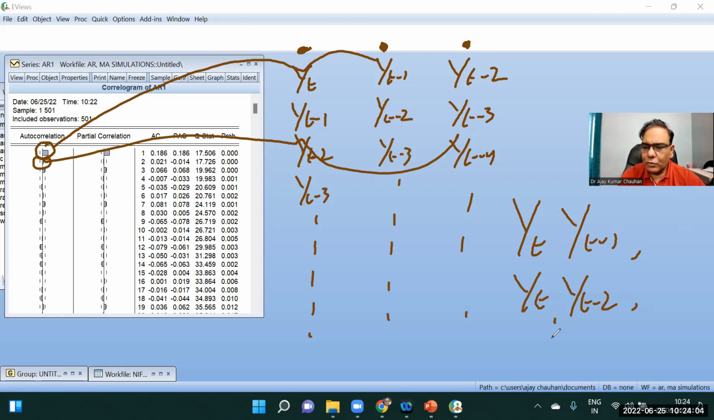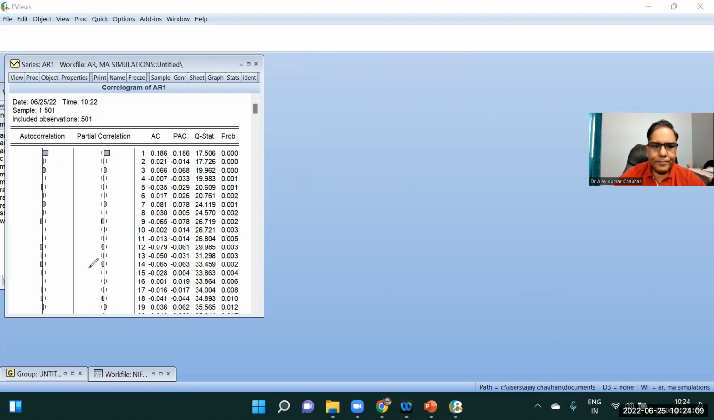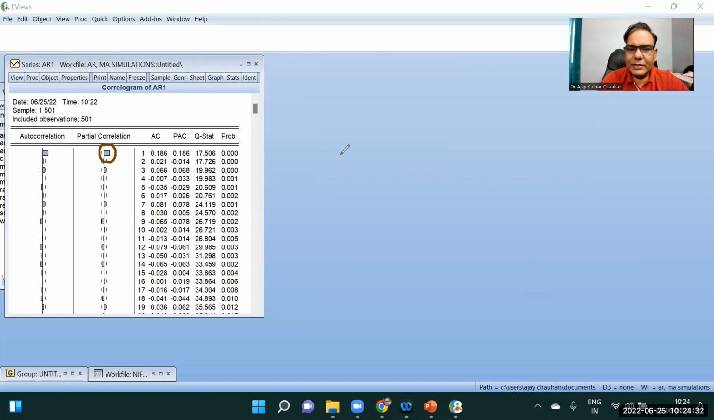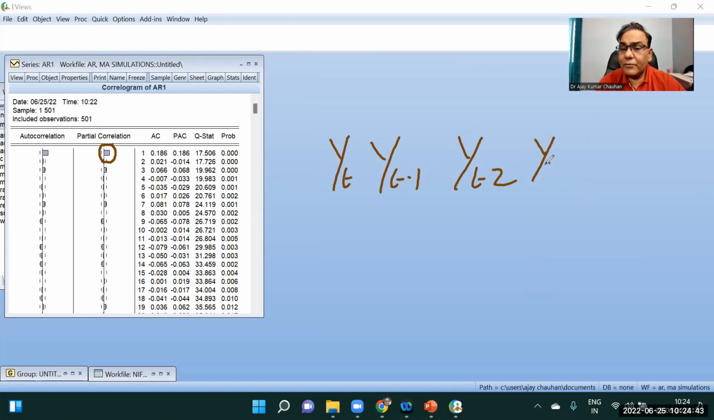So if you see this series, the only one spike is found to be significant in partial correlation. Now, what is partial correlation? Partial correlation is the correlation between yt and any lag after controlling the intermediate lags. Let's say yt is correlated with yt minus 1, yt minus 1 is also correlated with yt minus 2. Yt minus 2 is also correlated with yt minus 3. So this is a chain.